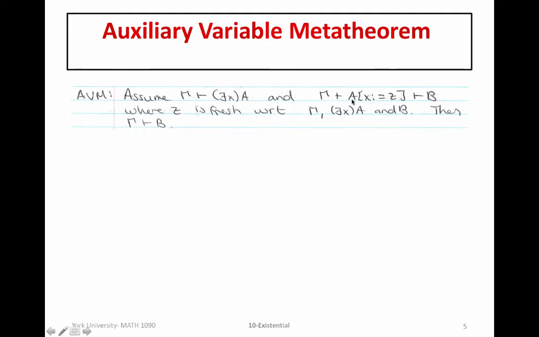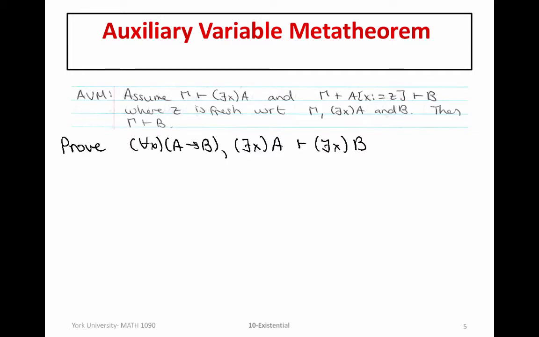So this auxiliary variable metatheorem simply allows us to drop this existential quantifier and add in this auxiliary hypothesis. Okay, so let's prove the following relative theorem. We have for all x, A implies B, and there exists x A as hypotheses, and we want to prove there exists x B. Essentially, you can see this hypothesis has an existential quantifier in it.